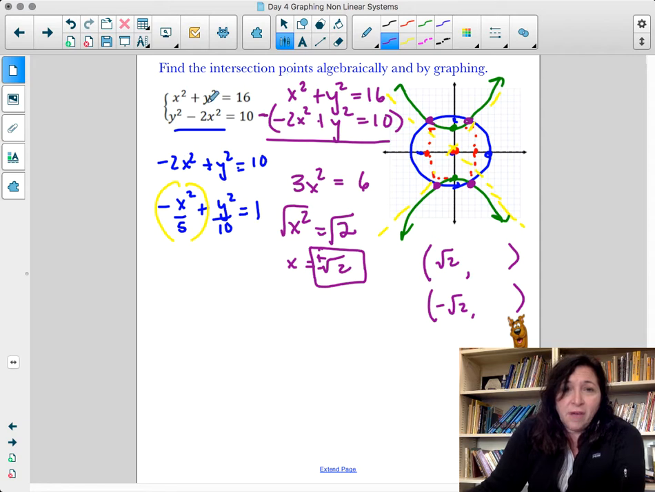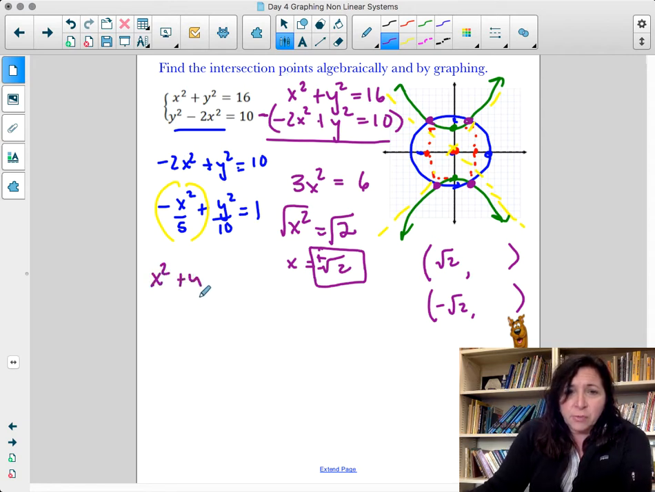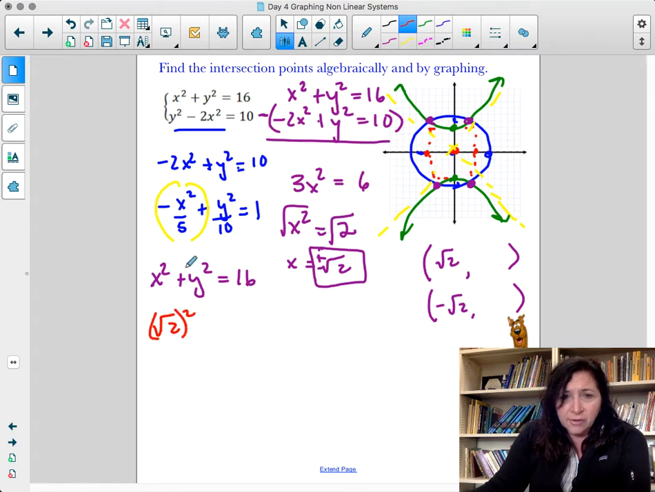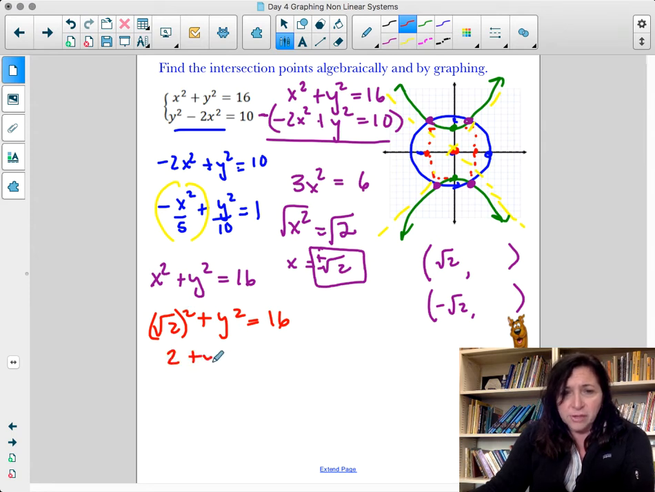I'm going to pick the top equation. So the top equation says x squared plus y squared equals 16. What I'm going to do with that is plug that in for x. So the square root of 2 quantity squared, because that's your x squared, plus y squared equals 16. Square root of 2 squared is 2. 2 plus y squared equals 16. I get y squared is equal to 14.